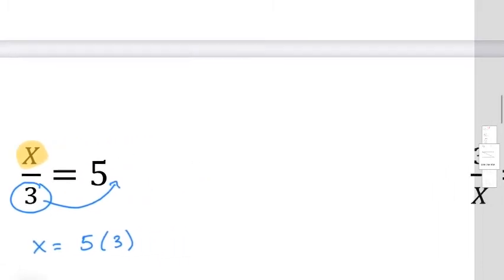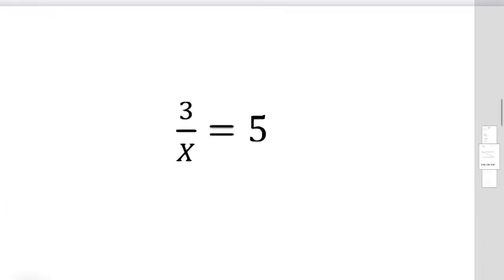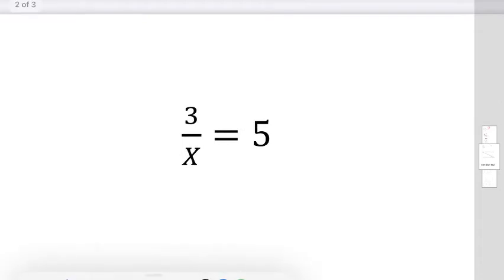Now, the second situation is, what happens if x is not in the numerator and is actually in the denominator? Whenever x is in the denominator, instead of multiplying it over, we're going to switch the x with whatever's on the other side. And so what that would look like is 3 over 5 equals x. Again, that's going to be important once we start doing some of these problems.